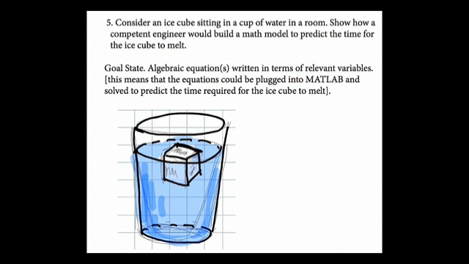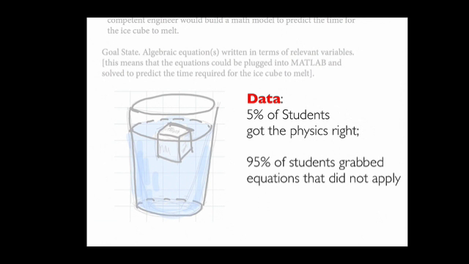So this next problem involves an ice cube sitting in a cup of water in a room, and the idea is to build a math model to predict the time for the ice cube to melt and show how an engineer would do this. And the goal state is articulated here, algebraic equations written in terms of relevant variables like the mass of ice. Here's what the data showed.